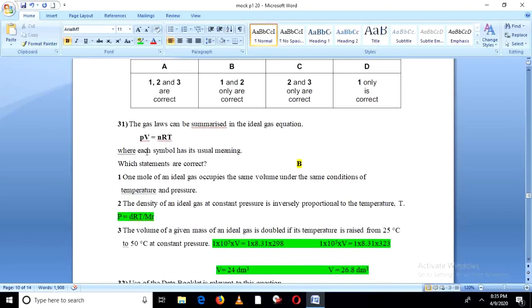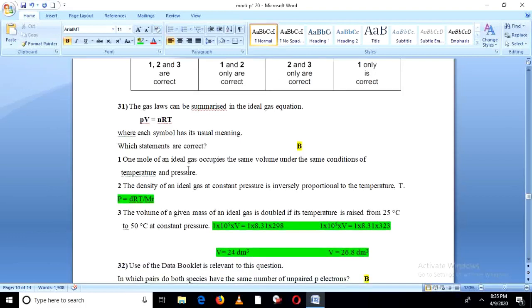The 31st MCQ says the gas laws can be summarized in the ideal gas equation. This is the ideal gas equation, PV = nRT, where each symbol has its usual meaning. Which statements are correct? We have to look for the statements which are correct out of the 3 statements and select the option that is present within the table.